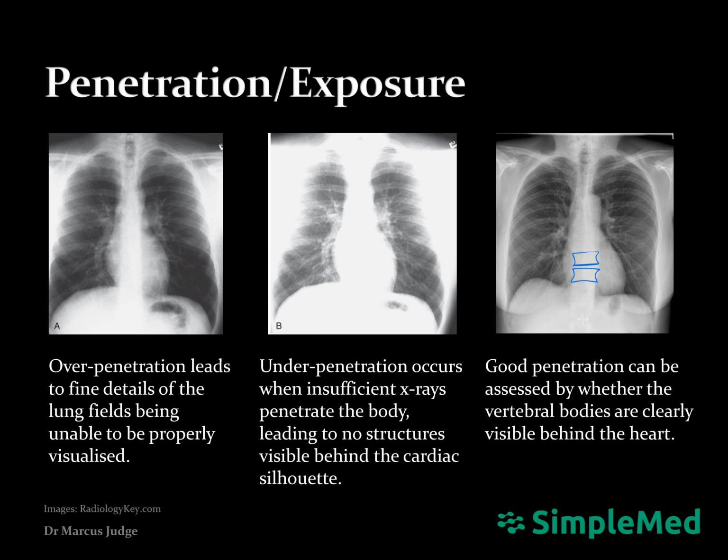The image in the center shows an underpenetrated image, i.e., insufficient X-rays have passed through the body. This causes a similar loss of detail, but this time due to the depth of visualization being inadequate. The easiest way to assess for good penetration is to identify whether you can clearly see the vertebral bodies behind the heart, as labelled in blue on the third image. If you can see these well, then the image should be adequate.